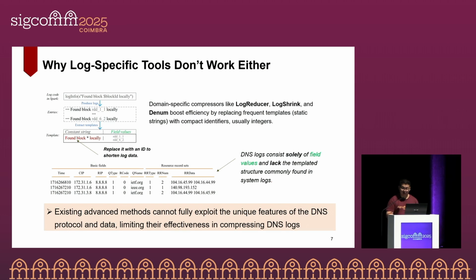What about tools like LogReducer, LogShrink, or Denum? They work well for system logs by extracting templates and replacing them with compact IDs. But DNS logs don't have those templates. They are just structured field values. Plus, these tools can't fully leverage the unique features of DNS data, so they don't help much here either.